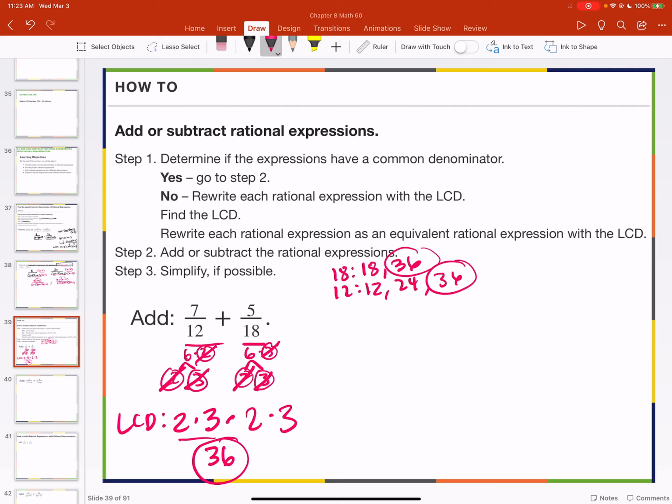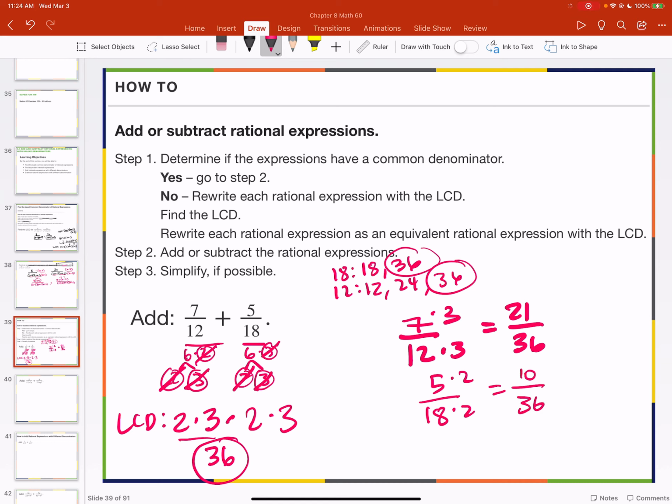Once you do that, we ask what factor we need to multiply in order to get to 36. For 7 over 12, we need to multiply top and bottom by 3. 7 times 3 gives you 21 over 36. And then 5 over 18 times 2 is 10 over 36. We're adding them, so that becomes 31 over 36. Okay?